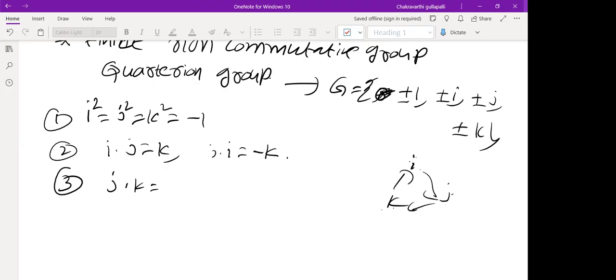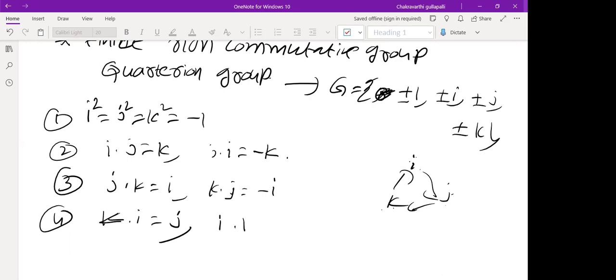K dot J is minus I. In vector calculus, I dot K and I dot J are 0, J dot K is 0. I am not talking about vector calculus, please. I, J, K are not vectors. K dot I is J. This is only the way it is defined. This is the definition.